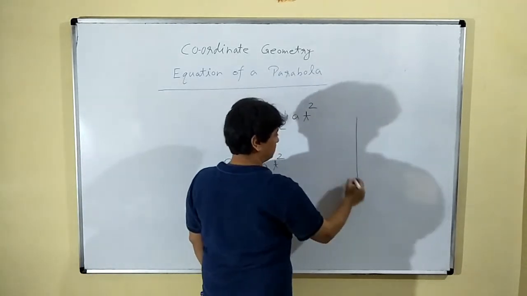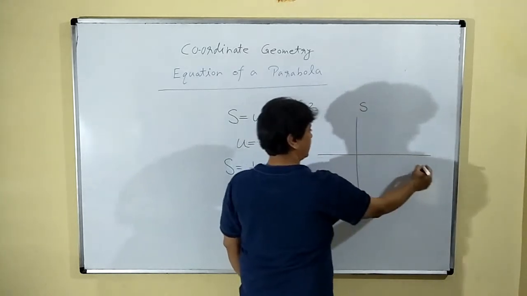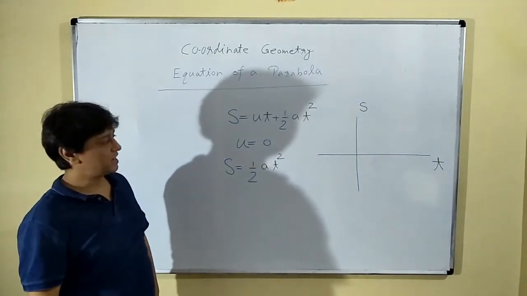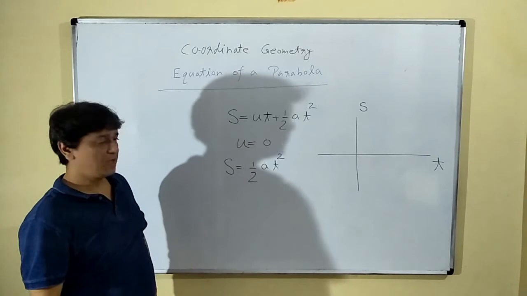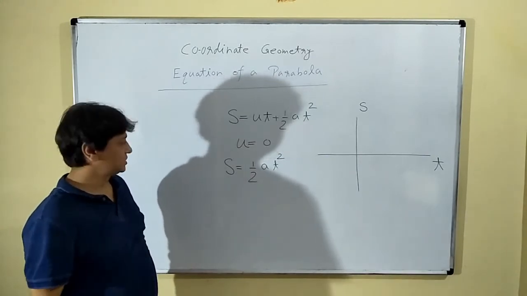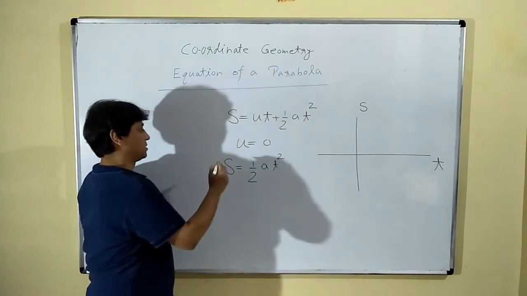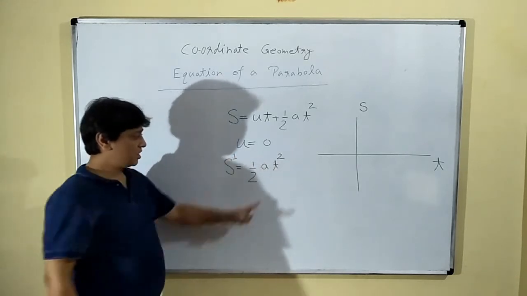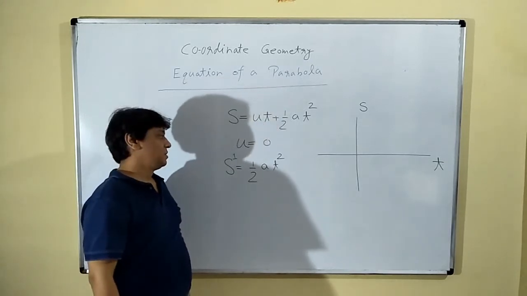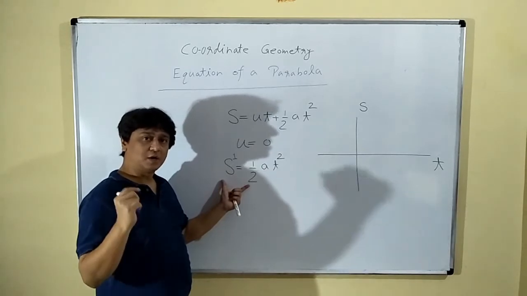If I ask you to plot a graph of displacement and time, displacement versus time, then first thing which you notice is power of s is 1 and that of t is what? 2. And therefore, when you plot a graph, shape of that graph will be what? Parabolic.